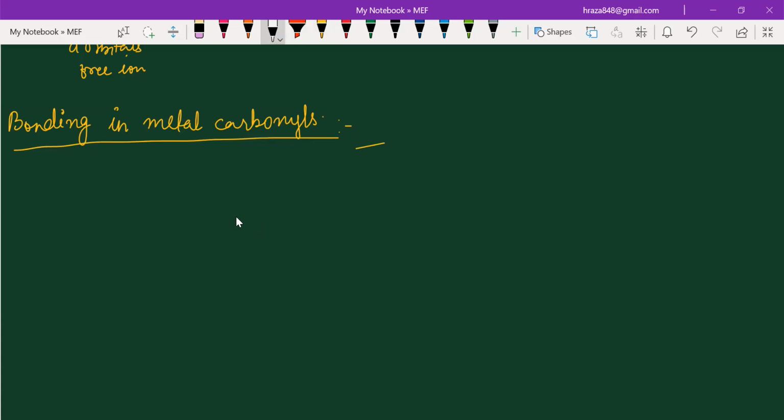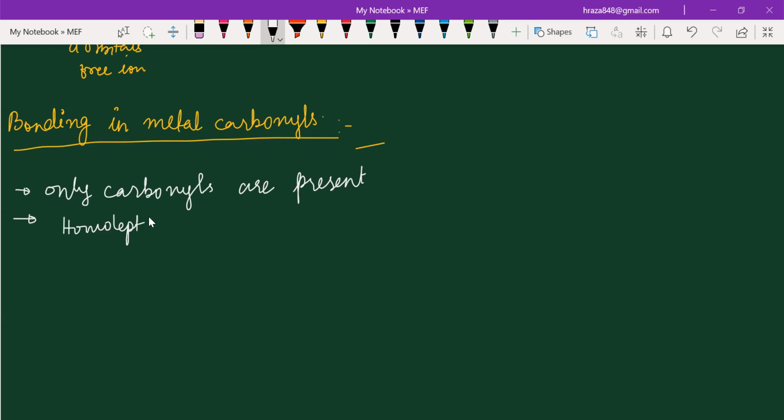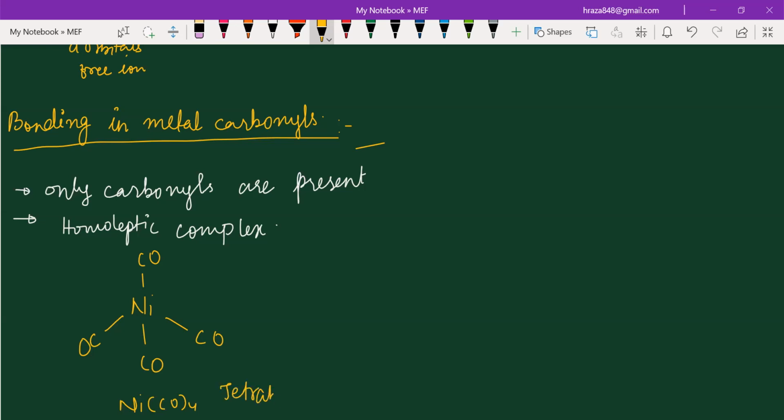So it is bonding in metal carbonyls. First of all, it is homoleptic. It is shown by complexes where only carbonyls are present as the ligand. Since only one type of ligand is present, that's why it is a homoleptic complex. As an example, I'm going to write some examples. Please do write with me. Like Ni(CO)4, you have seen this, and it is tetrahedral.